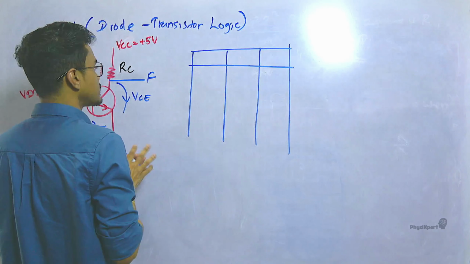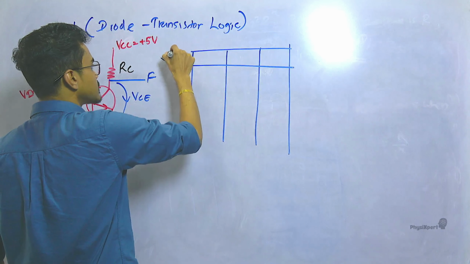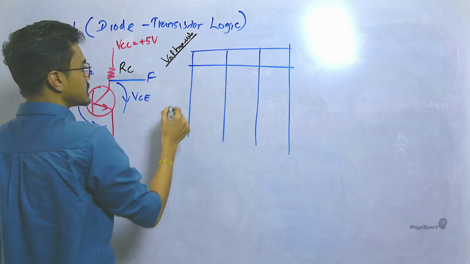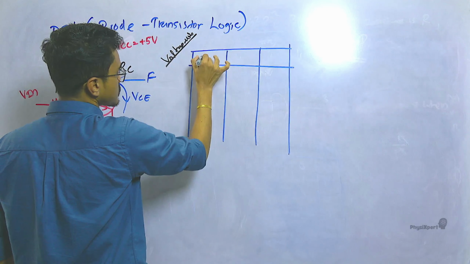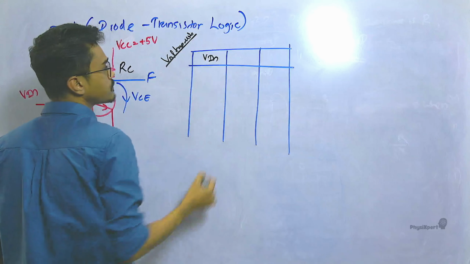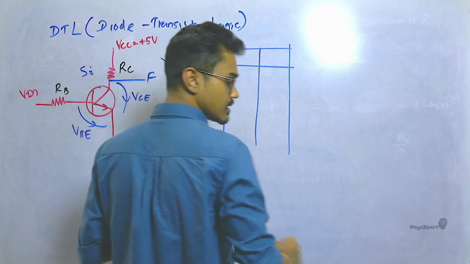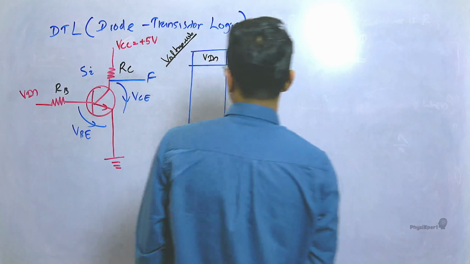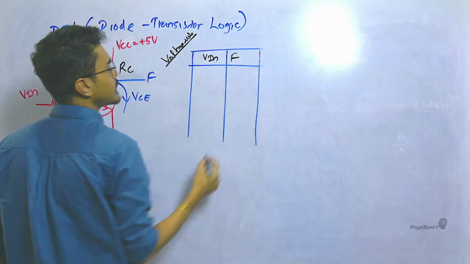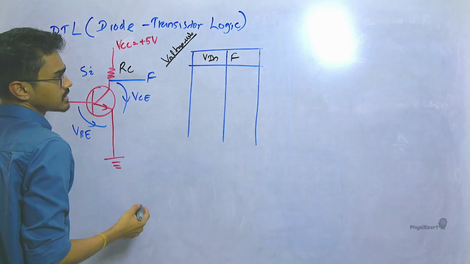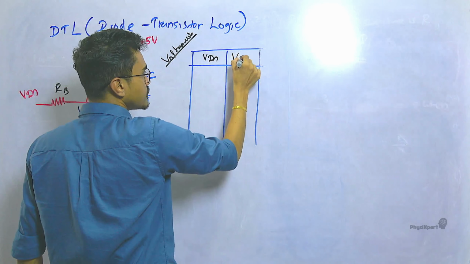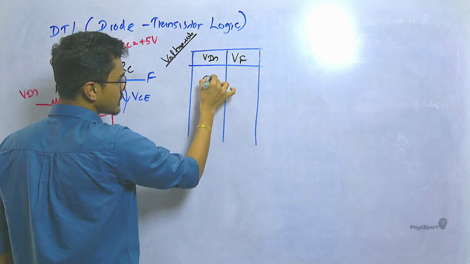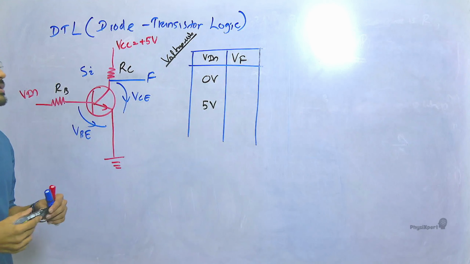This is called voltage wise. Now, for V in, we can have two values. For V in, let's have 2 columns, that's enough: V in and directly F. F is our V out, say that is VF. Then we check when V in is 0 volts and when V in is 5 volts. I'm going to check on these values.